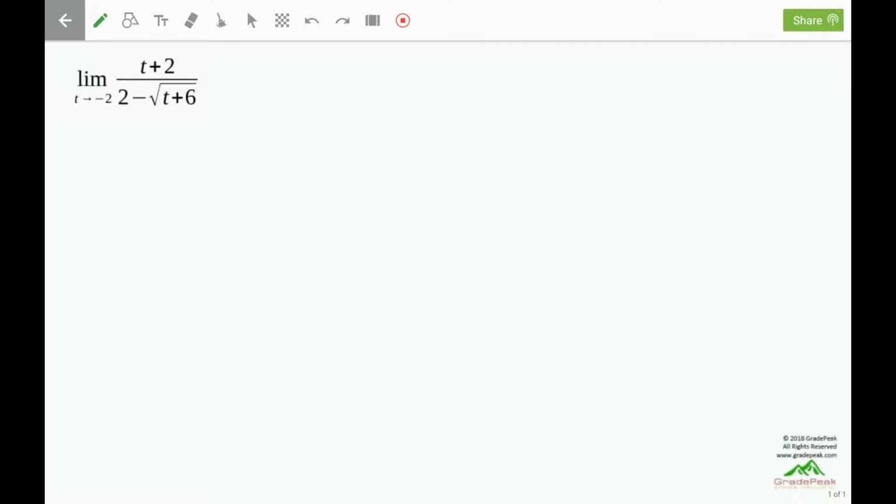Limit as t goes to -2 of t plus 2 over 2 minus the square root of t plus 6. The first thing we're going to do is plug in -2 for each of the t values. In the numerator, that will be -2 plus 2. In the denominator, that will be 2 minus the square root of -2 plus 6.